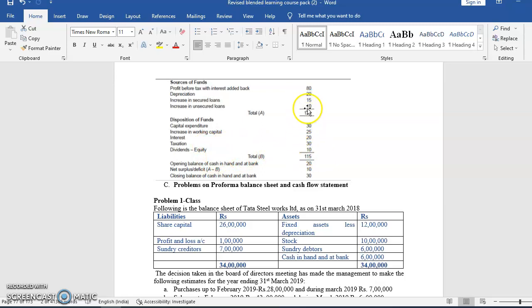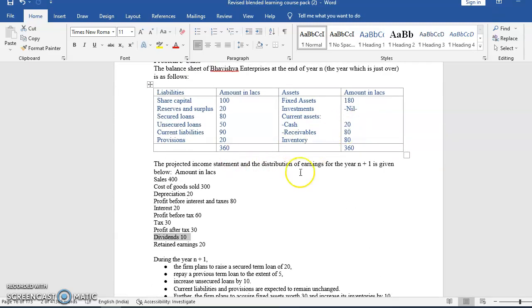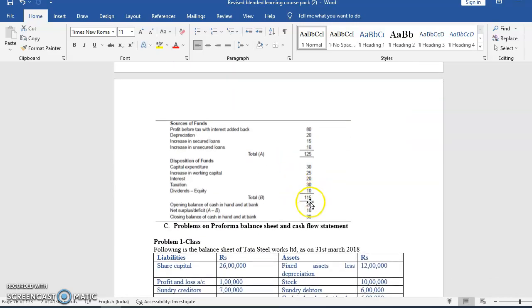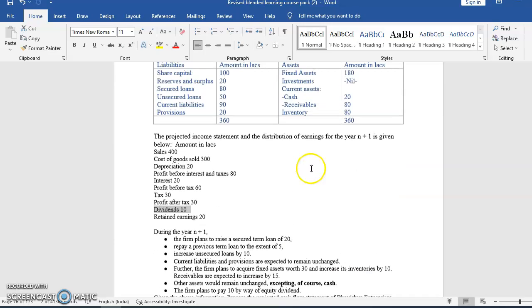So we have tried to find the difference between A and B. 125 minus 115 is around 10. Okay, this is the surplus. A minus B is 10. Cash balance that we have in the beginning as per the balance sheet is 20. So we've taken 20 here. So opening balance, in fact, you can take the net surplus and deficit in the first row. After that, you can add back the opening balance. So 10 plus 20 is 30, and the closing balance obviously will be 30.